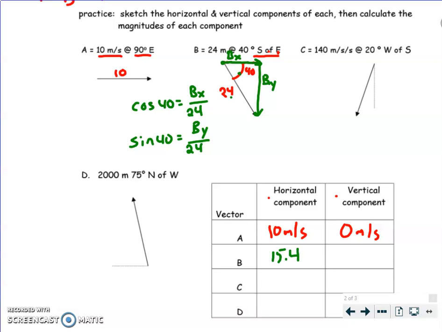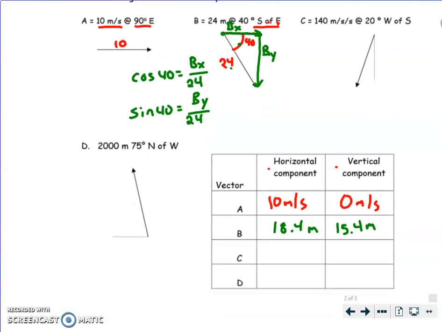If I work that out, I get, whoops, I got that reversed. Silly me. So 24 cosine 40 is 18.4, and 24 sine of 40 is 15.4. And in this case, they're both meters. So these represent displacement vectors.